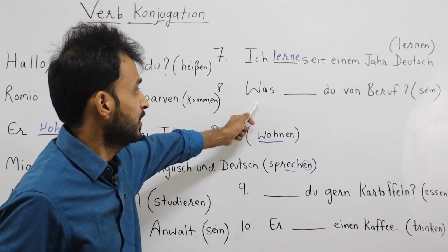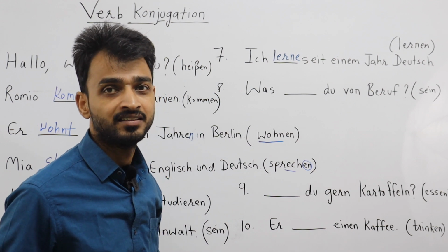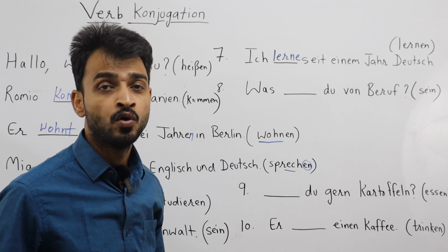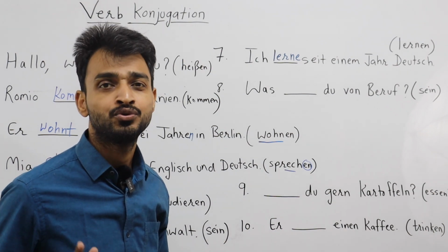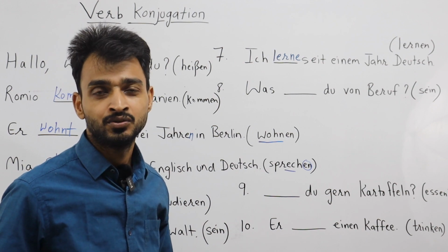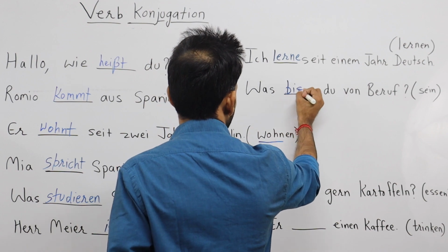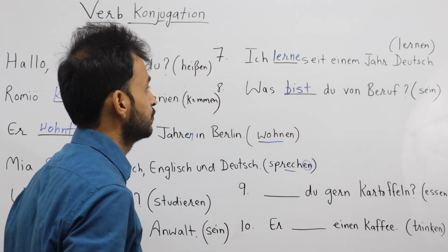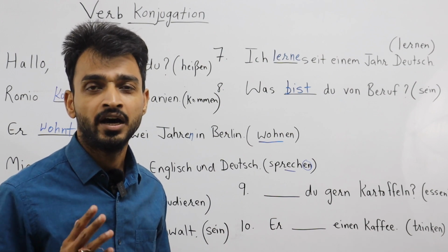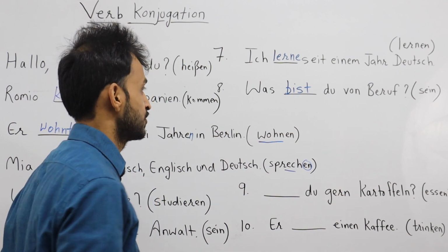Next, it's a question. W-family. Was, then du von Beruf, and the verb is sein. Again sein. So it means what are you by profession? What is your profession? What do you do? What is your job? In German, this is the correct way to ask. Was bist du von Beruf? So bist is informal, we use bist. Okay, was bist du von Beruf? What are you by profession? Sein is the verb. Beruf means profession.